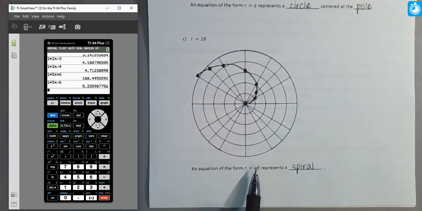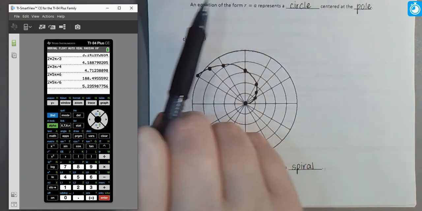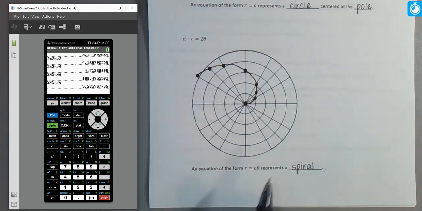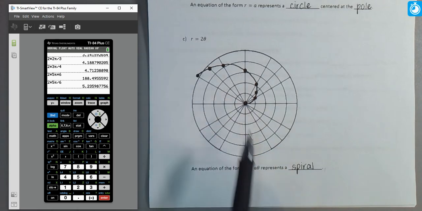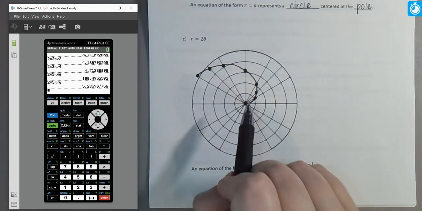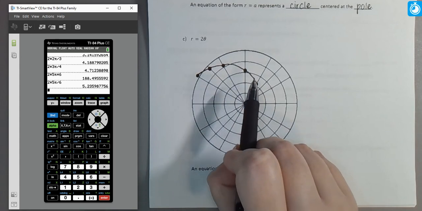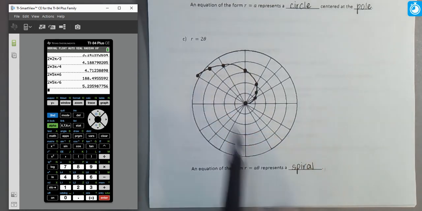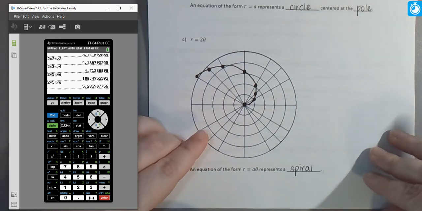So the higher the value for a, our coefficient, the faster it's going to spiral out of the grid. Now notice in this case a was a positive number. A could also be a negative number. So if we have a positive number, we're rotating counterclockwise. If we have a negative number, you're going to find that we rotate clockwise instead. So this particular form of an equation is going to give us a spiral when we graph it.